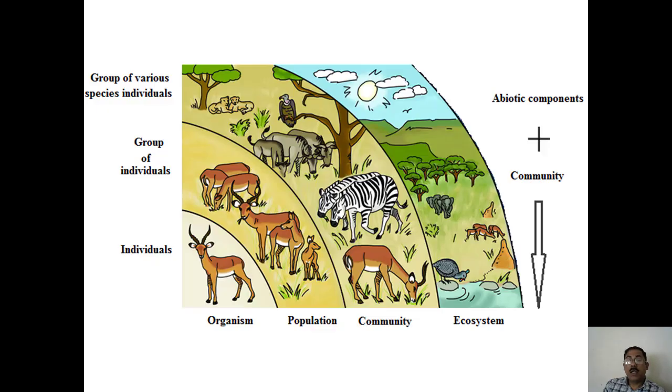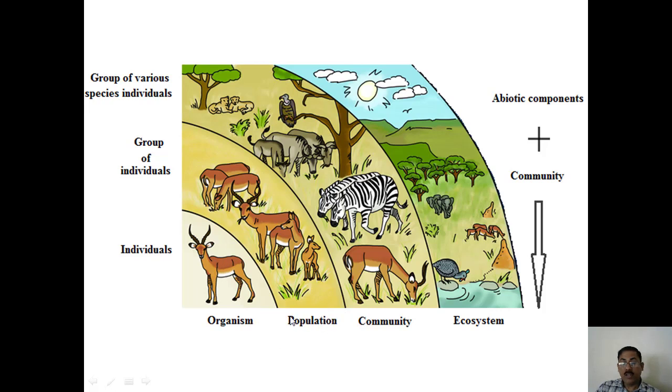Now we can understand these terms, population ecology, community ecology, and ecosystem ecology, through this figure also. Here you can see this one is an individual deer. A deer is an organism, and here we are counting an individual. So this is a single species. If the individuals of a single species interact with their environment, it is known as autecology.